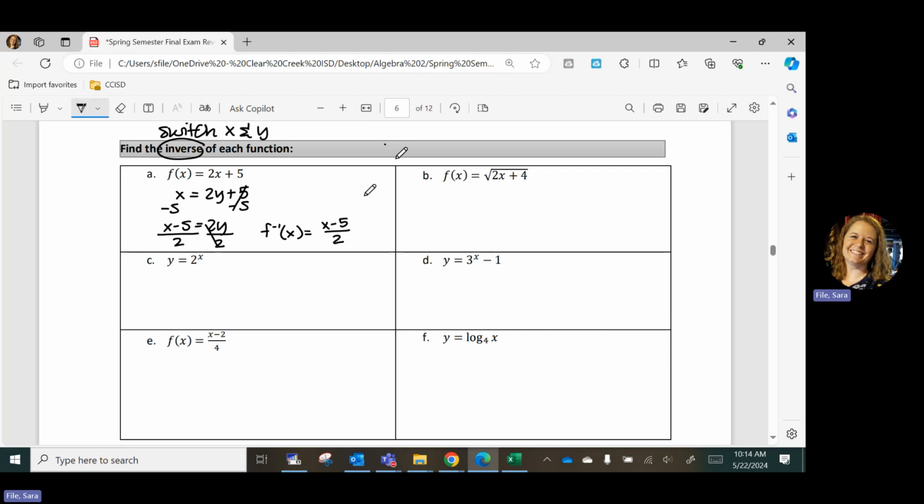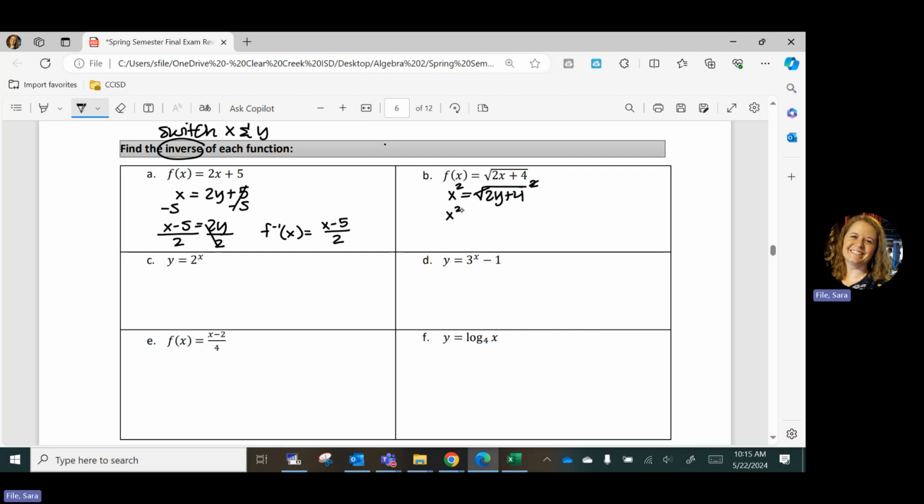So for B, I'm going to switch my x and y. Now, to solve for y here, I've got to get rid of that radical, that square root. What's the opposite of taking the square root? Squaring. So to solve this for y, I'm going to square both sides to start. That's going to get rid of the radical.